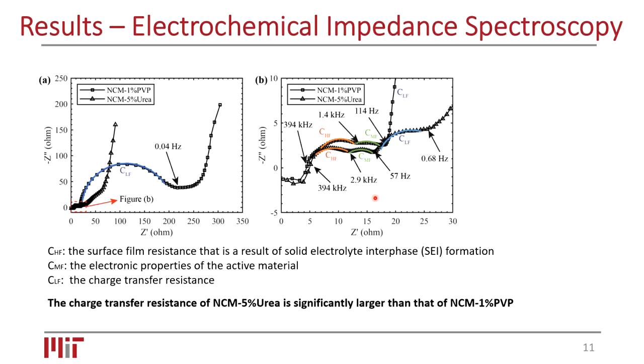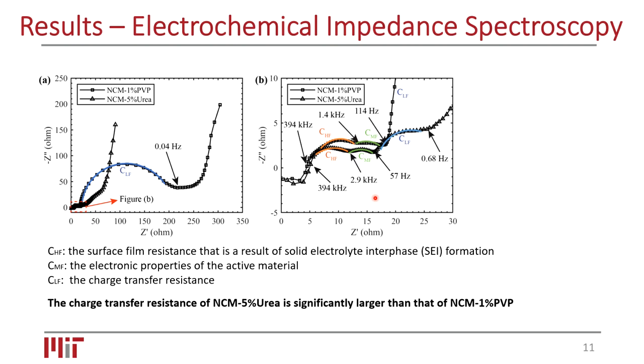The local feature in figure A was enlarged and shown in figure B. When we take a look at the two curves, we can notice there are three semicircles on both curves, either for the one with the PVP addition or the one with the urea addition. These three circles in fact stand for three different types of resistance. The one at a relatively high frequency stands for the surface film resistance that is the result of the solid electrolyte interface formation during the charge and discharge cycles. The second one, in the relatively medium frequency range, is the electronic property of the material, or you can consider it as the resistance of the material itself.